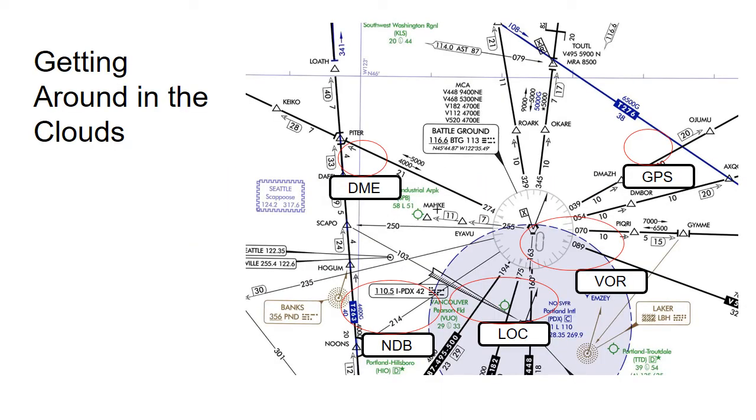The IFR environment is made up of highways in the skies, routes that are predicated on different kinds of radio navigational aids, or nav aids. We'll look at how to use many of these throughout this lesson so you have a firm foundation of understanding before you jump into an airplane and practice.